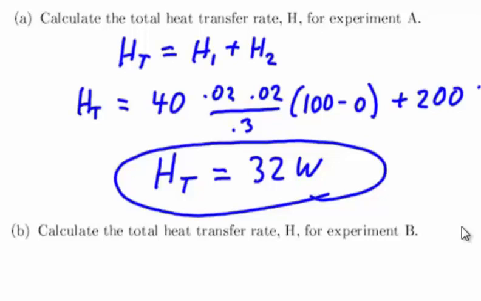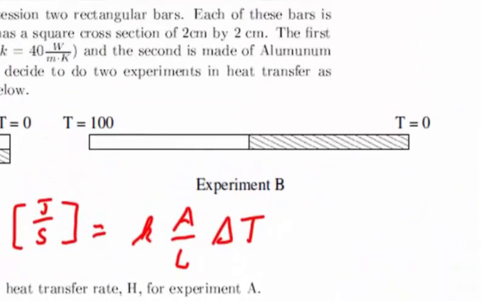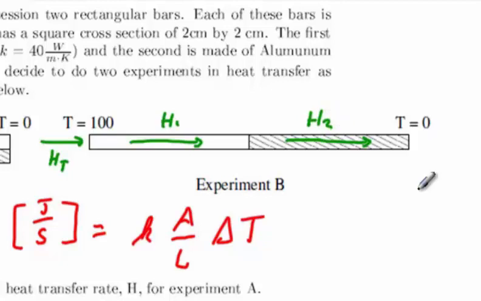In part B, we're asked to calculate the total heat transfer for experiment B. Let's look a little more closely at the figure for experiment B. We can imagine some total heat, H total, is flowing in from the left. Since there's nowhere else to go, the heat flowing through the first bar, H1, must be equal to the total heat, H total. And again, at the junction between these two bars, the total heat flow in must equal the total heat flow out, so that H2 is also equal to H1, which is equal to H total.